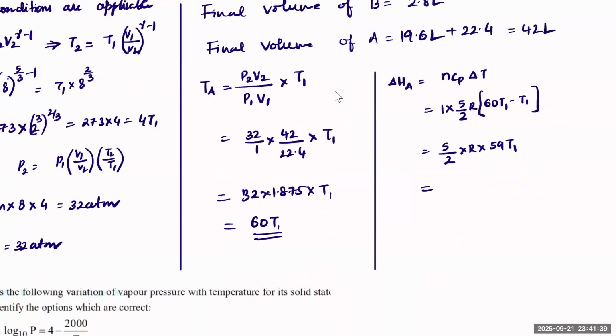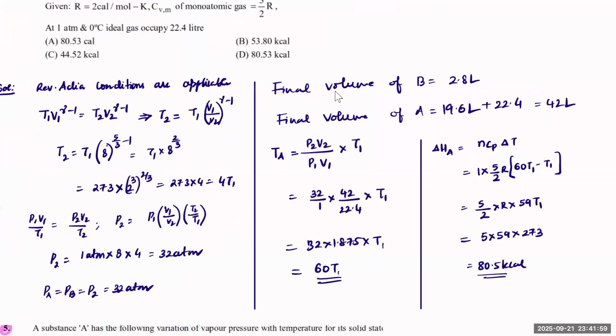R is 2 calories, so if I cancel out the 2 here, it is 5 into 59 into 273, in calories. So 273 into 59 into 5 gives 80.5 kilocalories. This much will be the value.